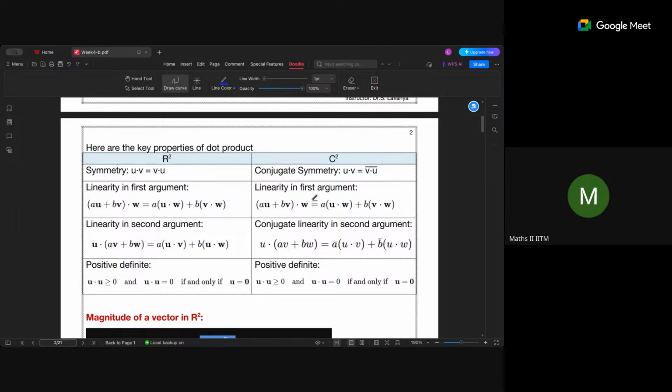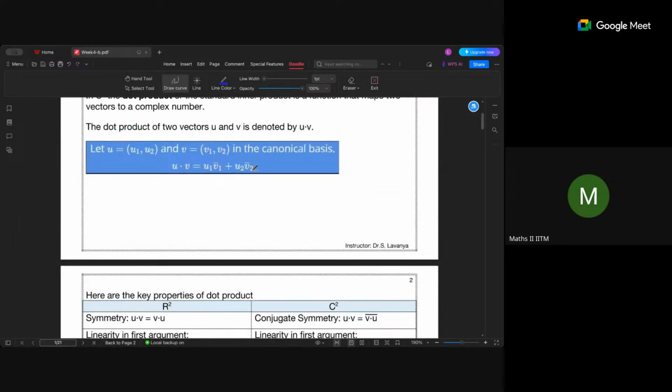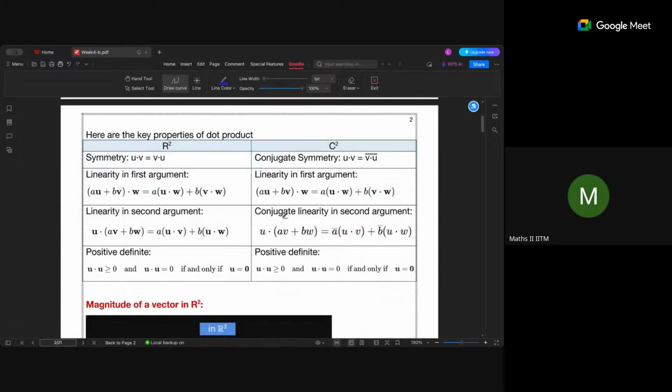In both scenarios, R2 and C2, you have linearity in the first argument. In R2 you have linearity in the second argument as well, but in C2, since the definition has the complex conjugate for the second argument, we have conjugate linearity in the second argument, so the scalars come out with a conjugate. And in both scenarios we have the positive definite property, that is u dot u is non-negative, and it will be 0 if and only if the vector itself is 0. These are some important properties we have seen about the dot product.